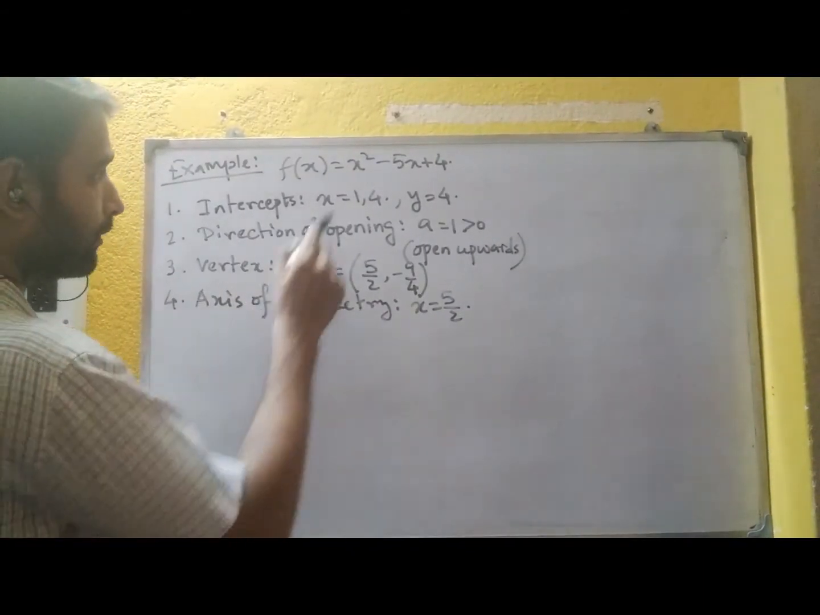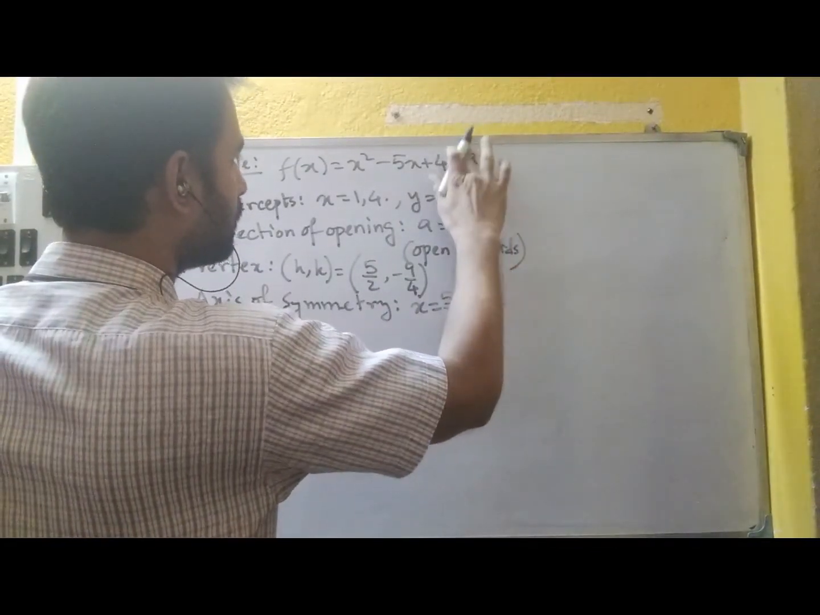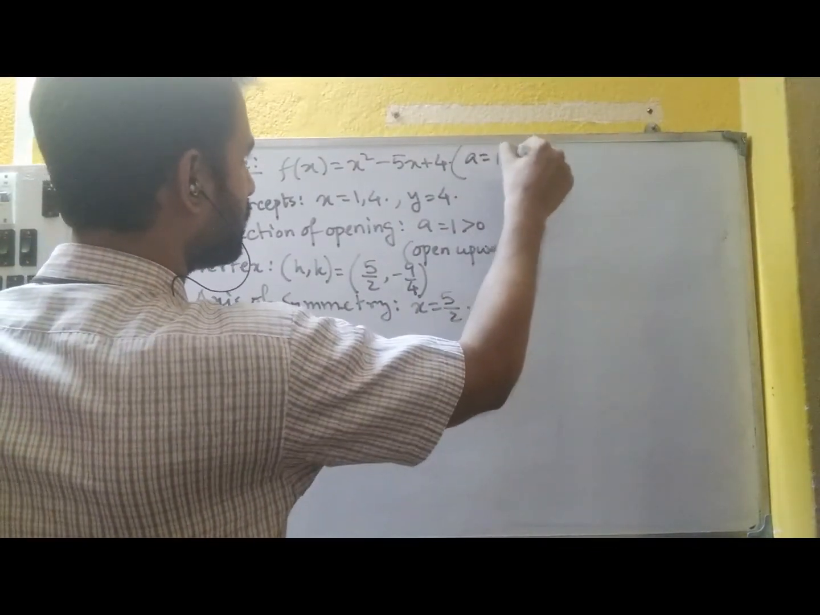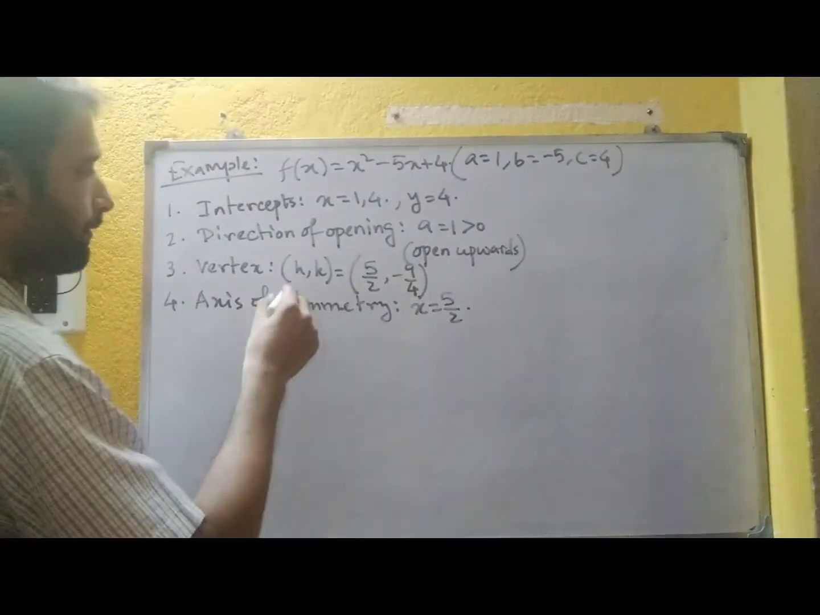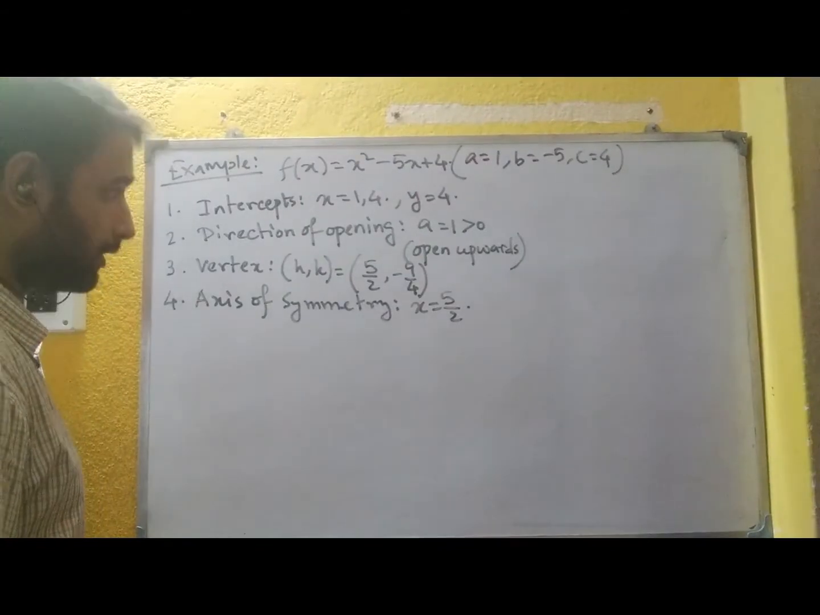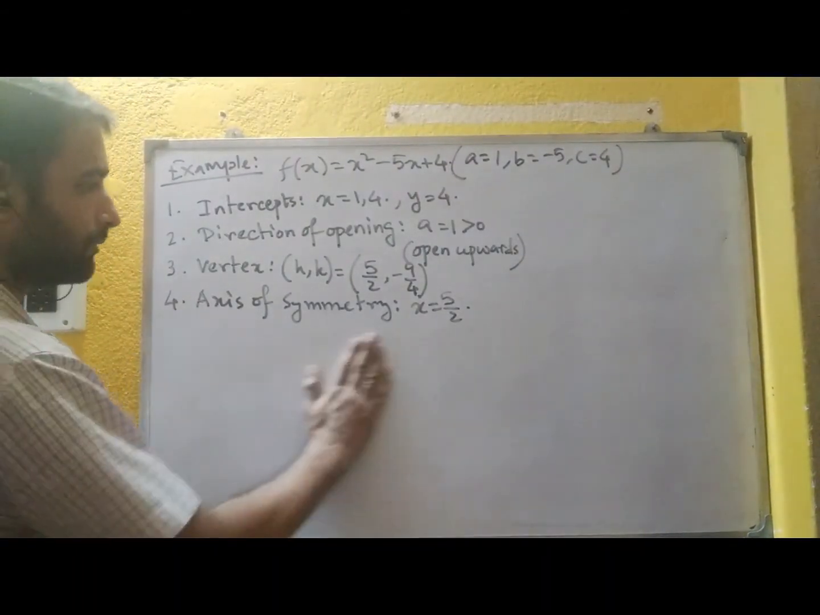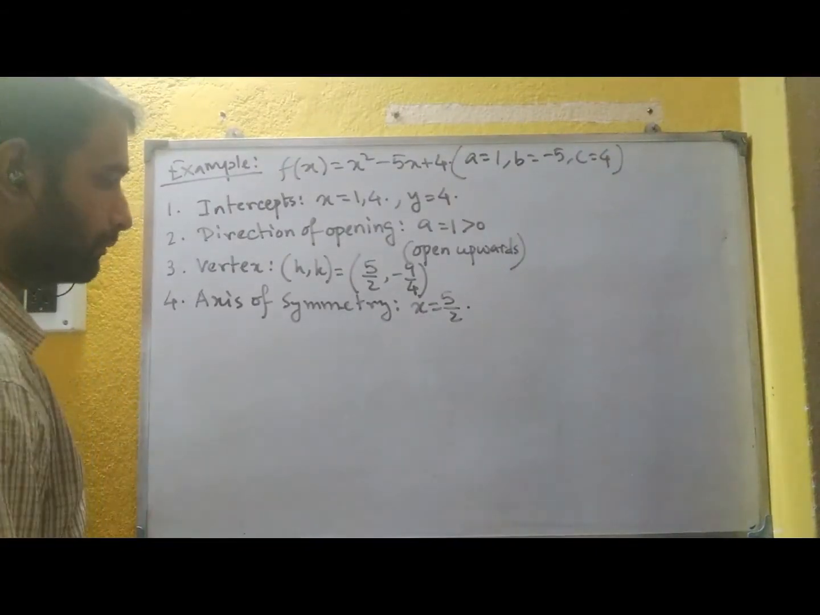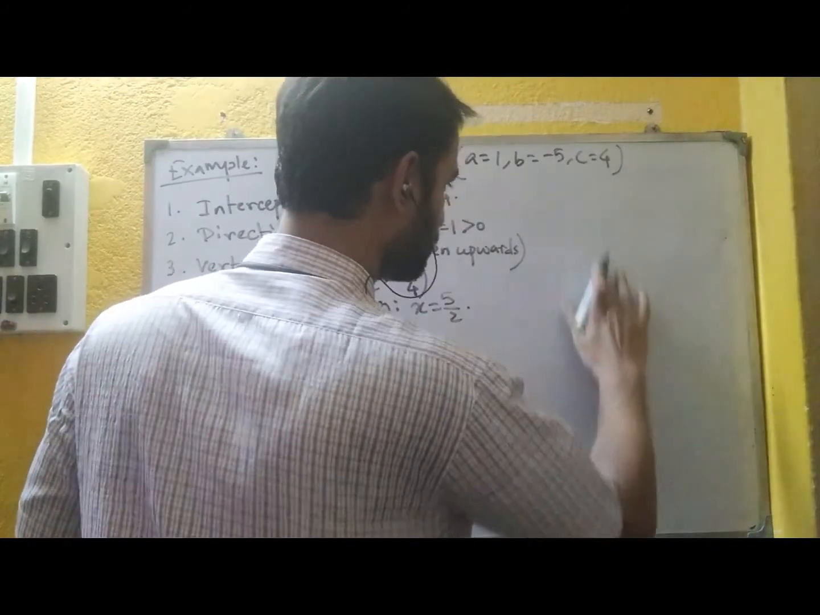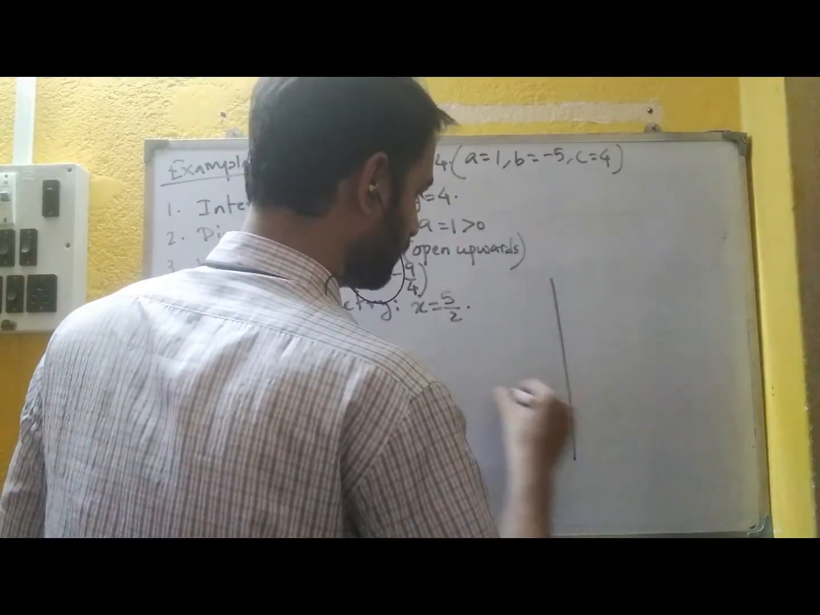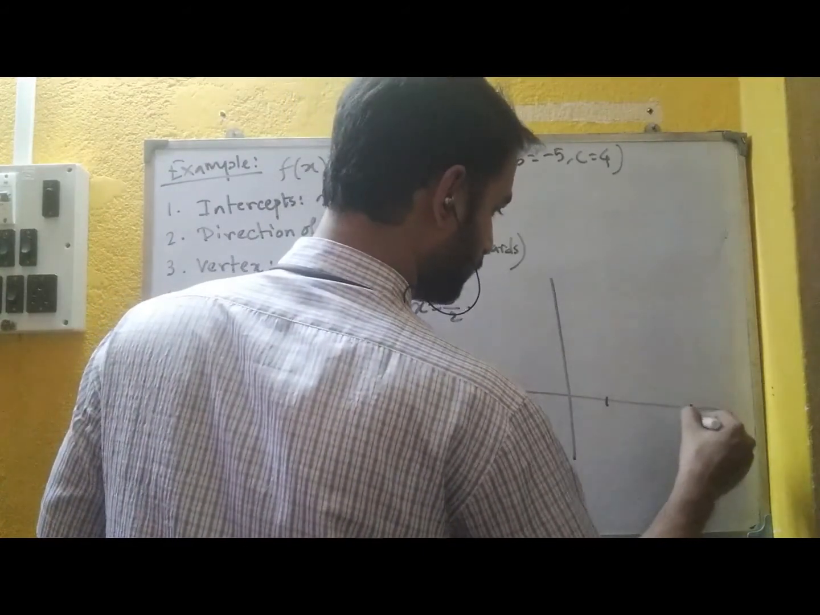The vertex is (h, k). From this expression, if you take a equals 1, b equals minus 5, and c equals 4, you will see that the values of h and k are 5 by 2 comma minus 9 by 4, and hence the axis of symmetry becomes x equals 5 by 2. So we have drawn the graph like this. There's 1 here and 4 here.